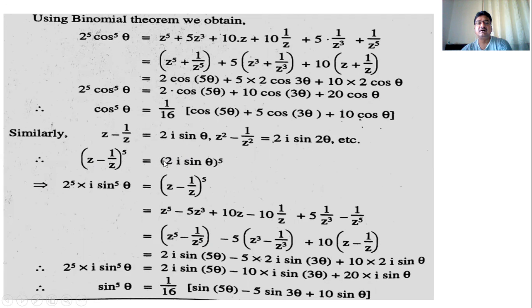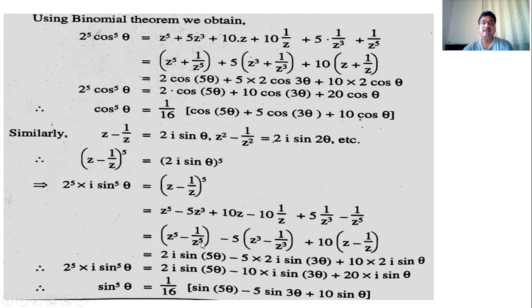Then 2 raised to 5 is 32, and i raised to 5 is i square into i square into i, and i square into i square is plus 1, so i raised to 5 is i. So 32 i sin raised to 5 theta is equal to Z minus 1 by Z raised to 5, and the expansion is the same as the expansion of Z plus 1 by Z raised to 5. First term plus, then minus, plus, minus, plus and minus.